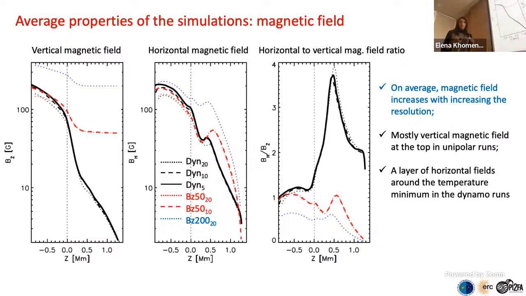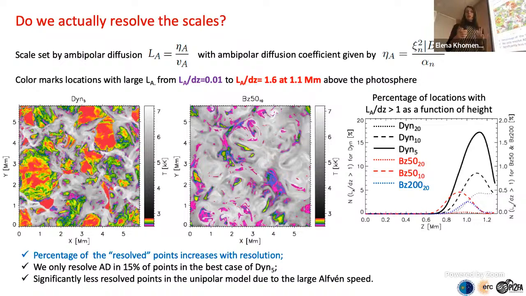But the question here is, we want to study ambipolar diffusion, and we want to check if we actually resolve this ambipolar diffusion by constructing models at higher and higher resolution. So for that, there is a simple check. We can compute a parameter called lambda A, which is a typical ambipolar diffusion scale. And this is measured as the coefficient of diffusion divided by the Alfvén speed. And the diffusion coefficient is proportional to the neutral number density squared, to the magnetic field squared, and it's inversely proportional to collisions. And this is the Alfvén speed.